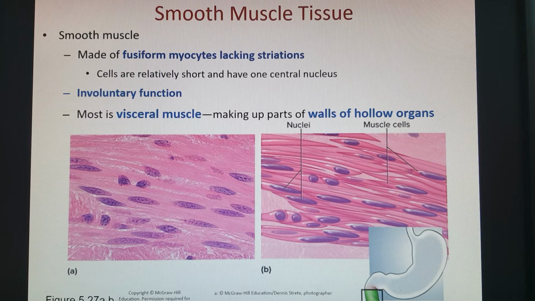Doesn't work that way. Okay, so most of our smooth muscle is visceral muscle, so visceral referring to our internal organs. So it helps to make up the walls on the outside. Usually it's kind of like in the middle of it. So for example, like your stomach, there's an epithelial layer on the inside, and then you have a muscle layer, and then on the outside you have a connective tissue layer.